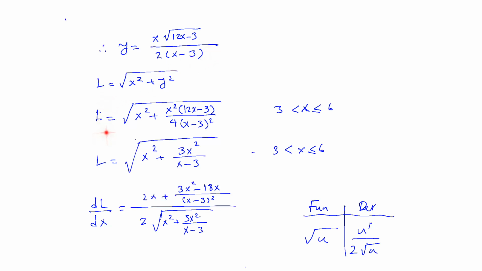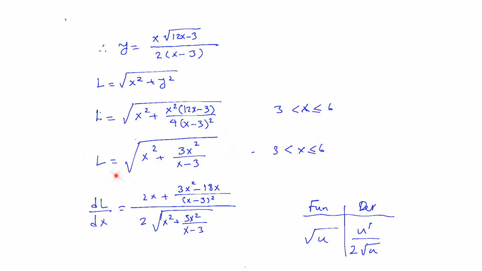Therefore, L can be written as square root of X² plus the square of X root (12X minus 36) divided by 2 times (X minus 3), which is the same as square root of X² plus 3X² divided by (X minus 3). X must be greater than 3 because X cannot be 3 anymore, and is smaller than or equal to 6.